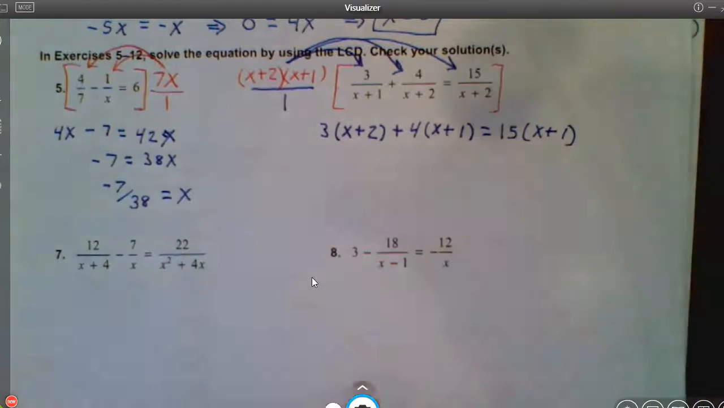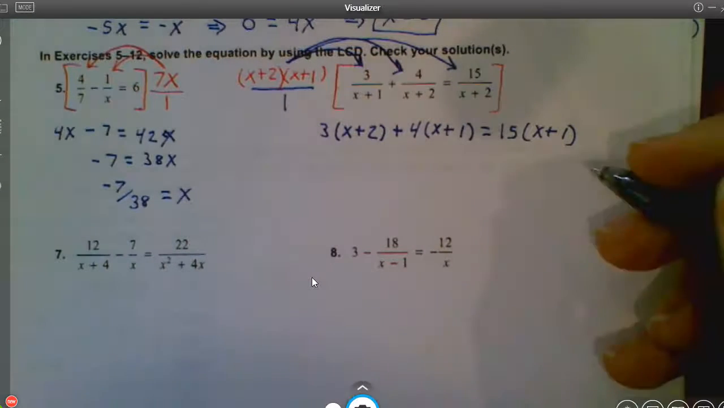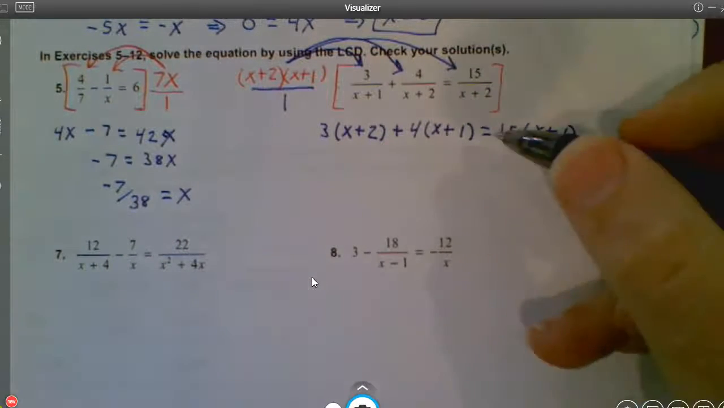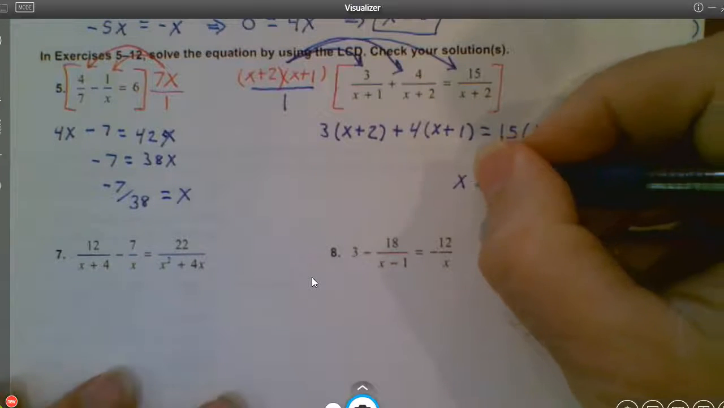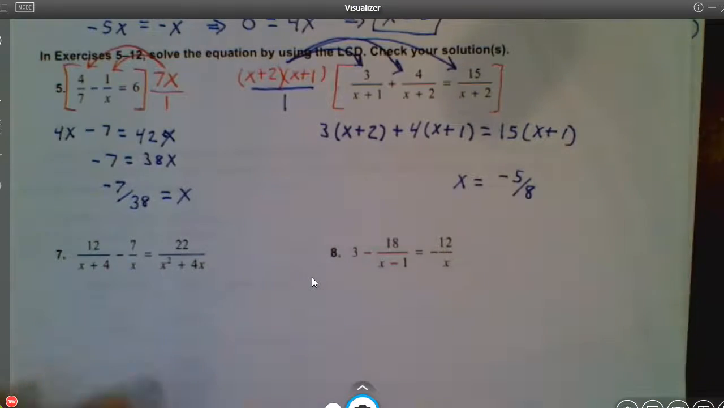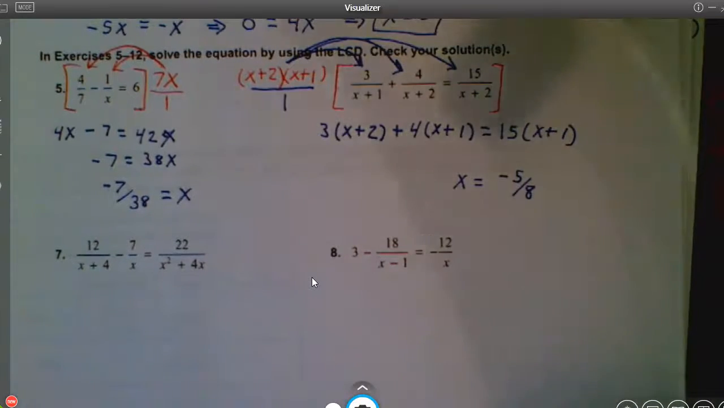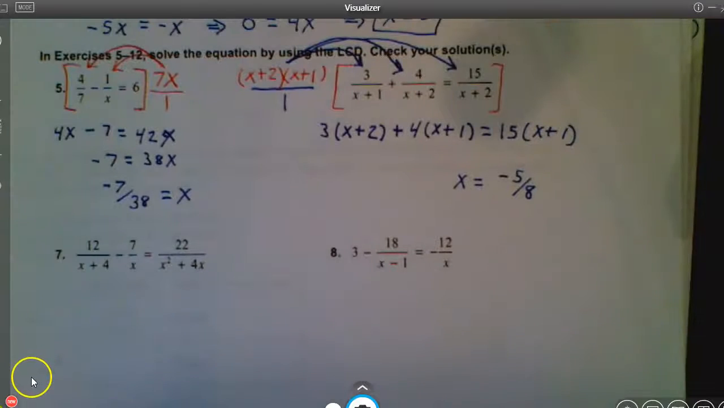And then from there, it's just basic solving. So you've got to distribute and then get x by itself. And I already know you guys can do that. So I'll just tell you the answer. If you give that a shot, here's how you'll know if you did it right. You would get negative 5 over 8 as your solution. So you can try solving that one, but it's just a basic linear equation that you would be solving.